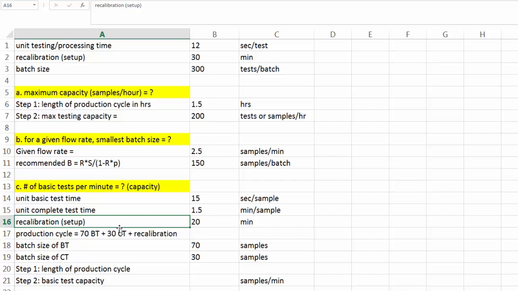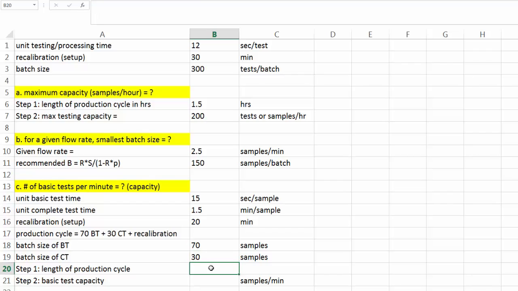In this case, the production cycle looks like this: 70 basic tests first, and then 30 complete tests, and then setup. So the batch size of basic tests is 70 samples per batch. The batch size of complete tests is 30 samples per batch. To answer question C, let's find the new length of the production cycle.